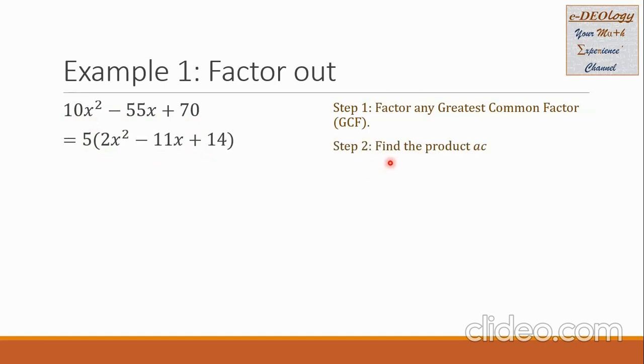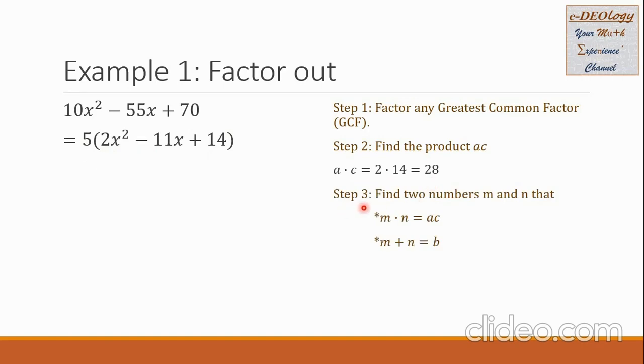Step 2, let us find the product AC. After removing the greatest common factor, we now have our new trinomial: 2x squared minus 11x plus 14. Now taking the AC, the A, which is the coefficient of x squared, is 2, and the C is the constant 14. Now multiplying the A and C, 2 times 14 equals 28.